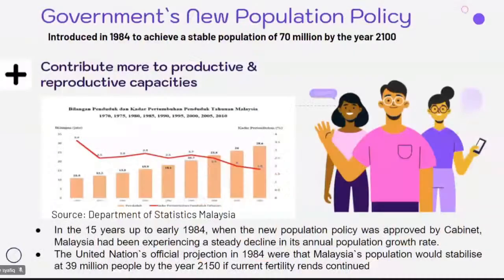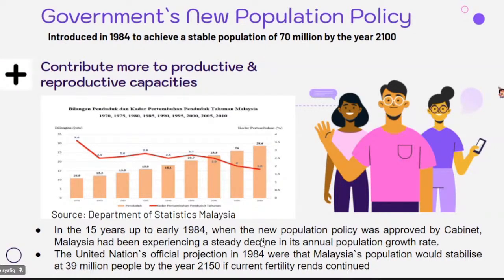Why was this policy introduced? Firstly, in the 15 years up to early 1984, before the new population policy was approved by Cabinet, Malaysia had experienced a steady decline in its annual population growth rate, as our member just said just now. Also, the United Nations official projection was that Malaysia's population would continue to stabilize at 39 million people by the year 2150 if current fertility trends continue.